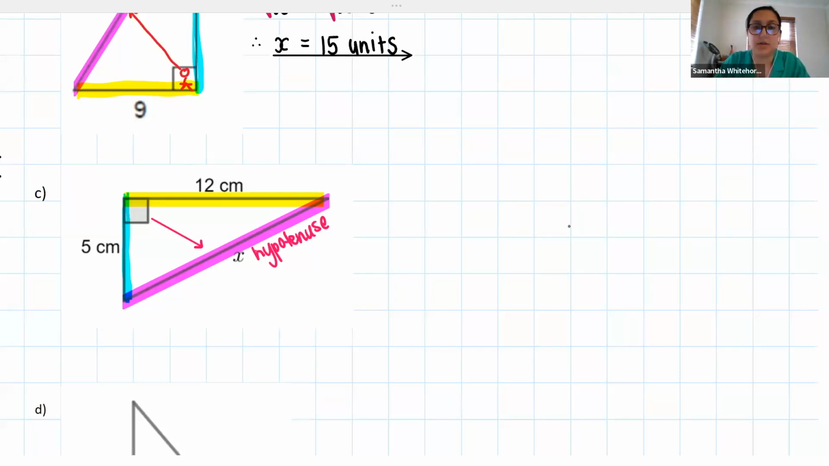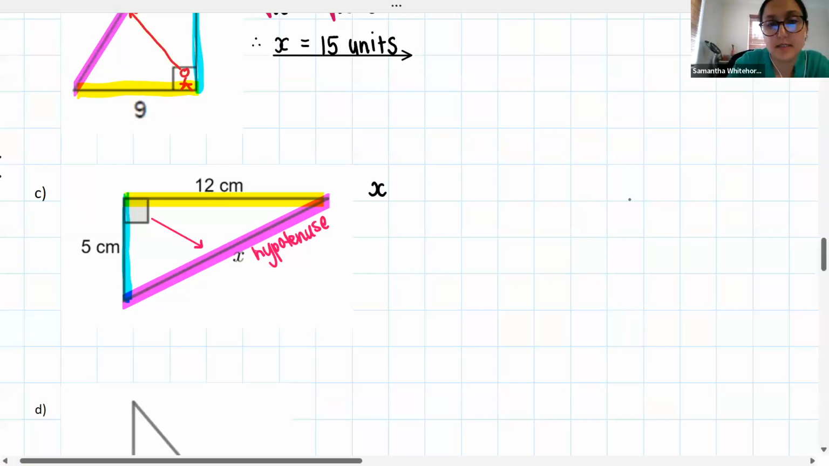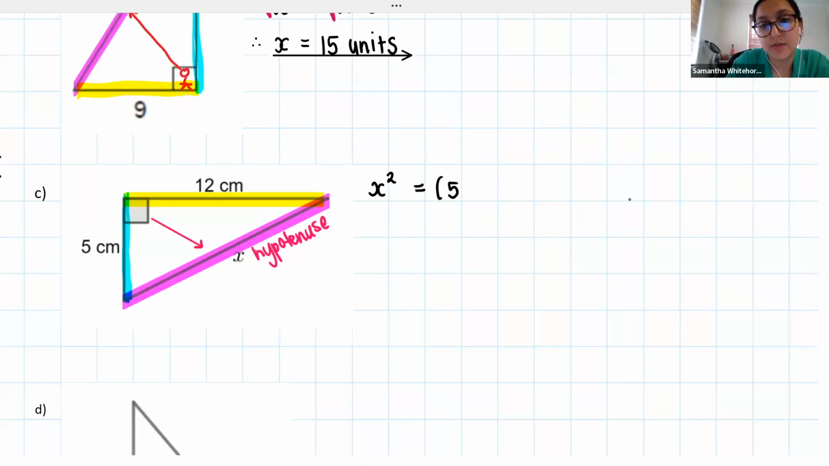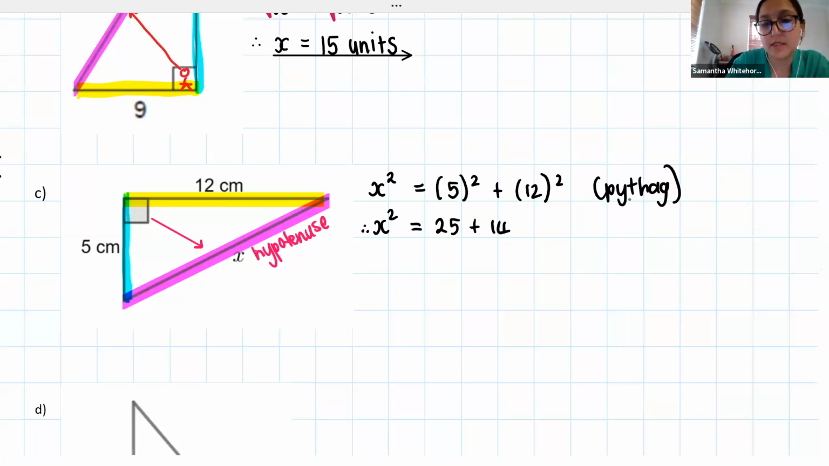Right, let's have a look. So we know what our hypotenuse is. It's the x that's been squared is equal to my 5 squared plus my 12 squared. And this is all because of Pythagoras. Okay, so x squared we're going to leave for now. We're going to deal with the other squared. So that's 25 plus 144. So we get that x squared is equal to 169.